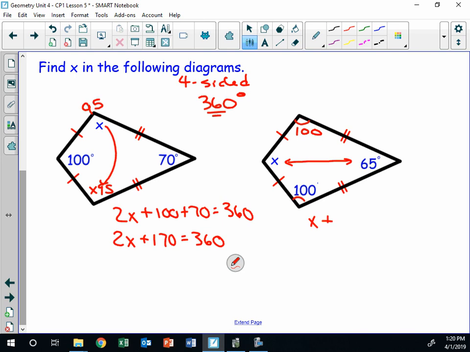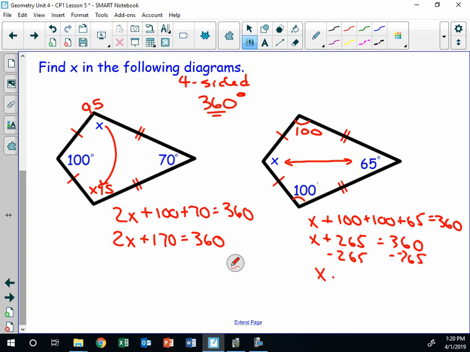So x plus 100 plus 100 plus 65 equals 360. And then we can work through, simplify, and solve from there. x plus 265 equals 360. Subtract 265 from both sides, and we get x equals 95.